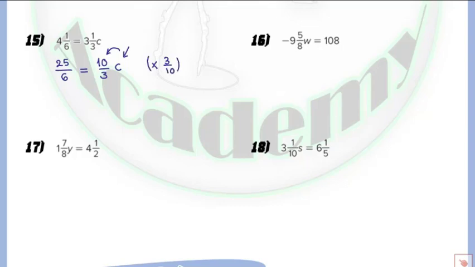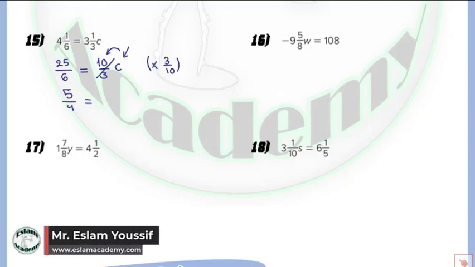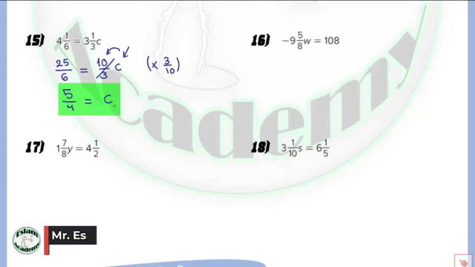25 over 6 multiplied by 3 over 10, you find that the answer will be equals 5 over 4. 10 over 3 multiplied by 3 over 10 will be equals 1. So just write c. So the solution now will be equals 5 over 4.